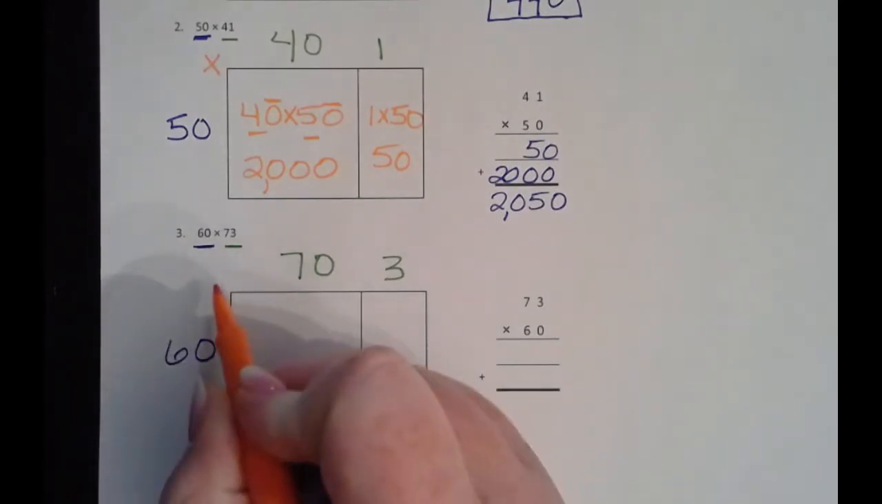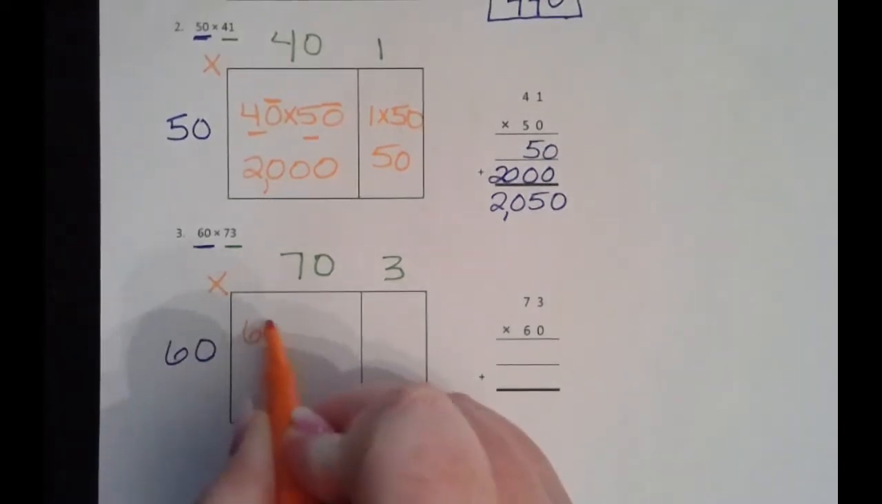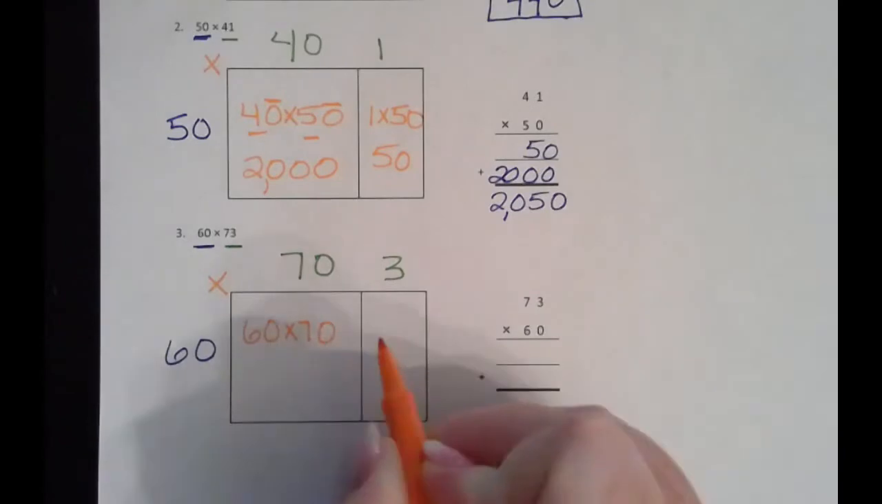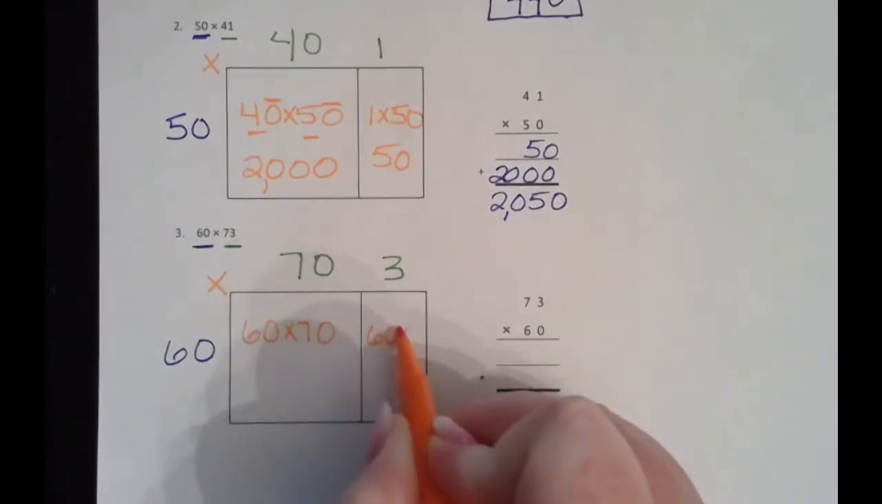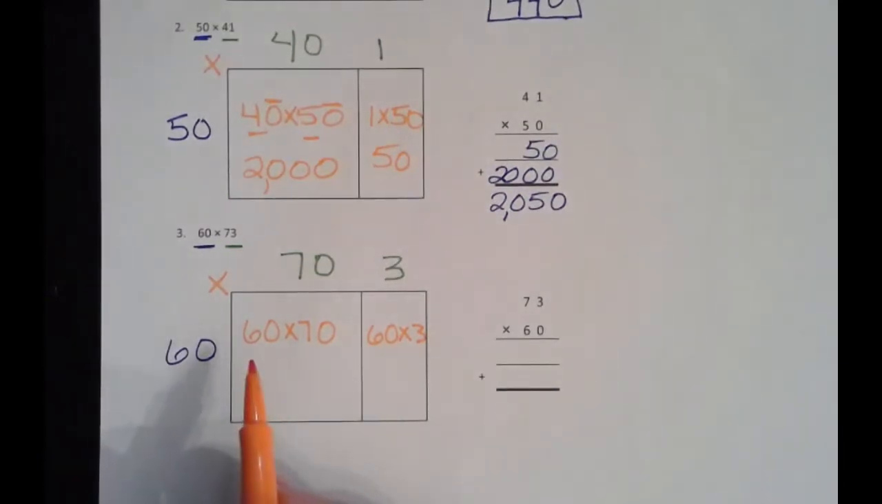Then we are going to multiply. So I'm putting my reminder right there on the corner. So I'm going to have 60 times 70 and 60 times 3. So now I need to multiply. Again, I'm going to use those patterns that I know.